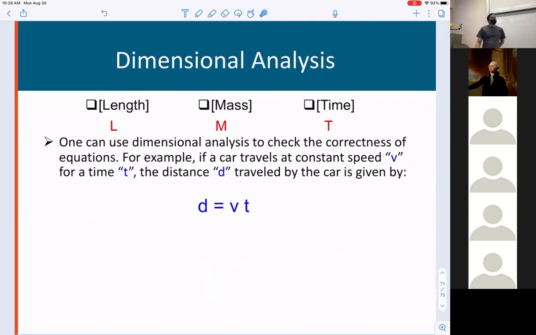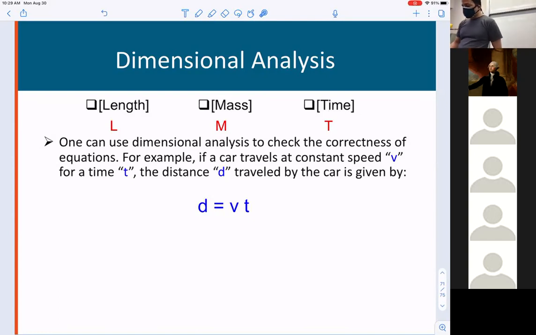Here's an example of a very simple equation where you can check that the left side is equal to the right side in terms of dimensions or units. This equation says that the distance traveled by a car is equal to its speed times the time. So imagine you were a primitive caveman and you didn't know much mechanics, and you were trying to build a model for how fast, say, a cheetah is running, that you're trying to catch.